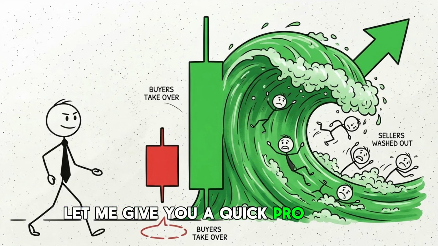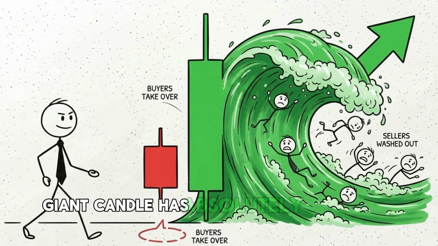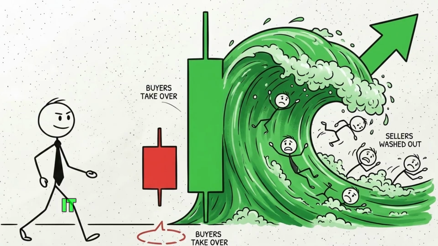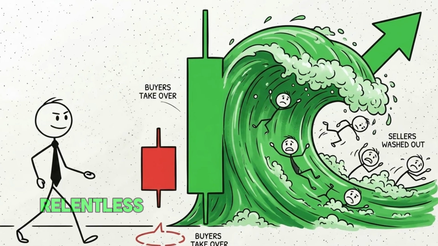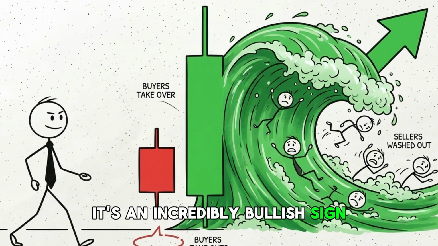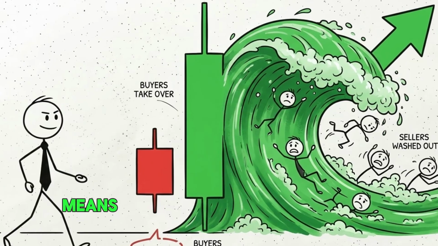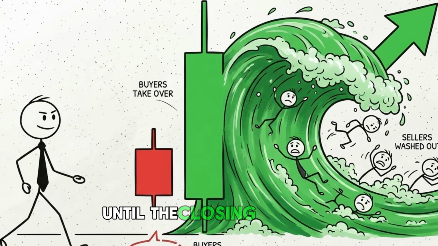Let me give you a quick pro tip here. If you're looking at a bullish momentum setup and that second giant candle has absolutely no wick on its top, it means the buying pressure stayed completely relentless right up to the final second of the session. It's an incredibly bullish sign. The same holds true for a bearish momentum candle. A total absence of a lower wick means the bears were aggressively shorting until the closing bell.